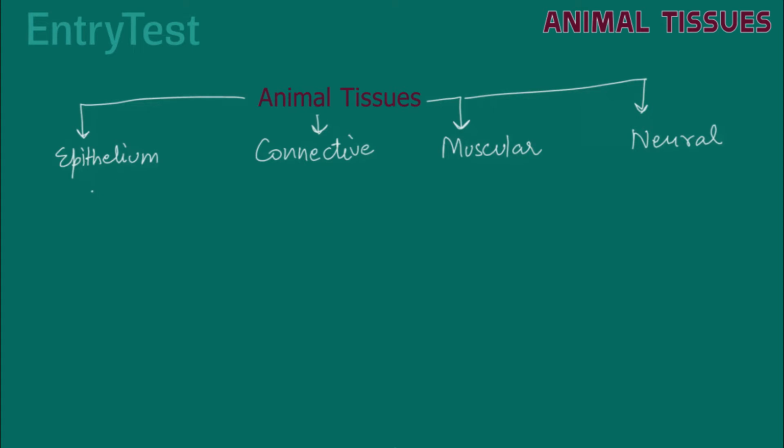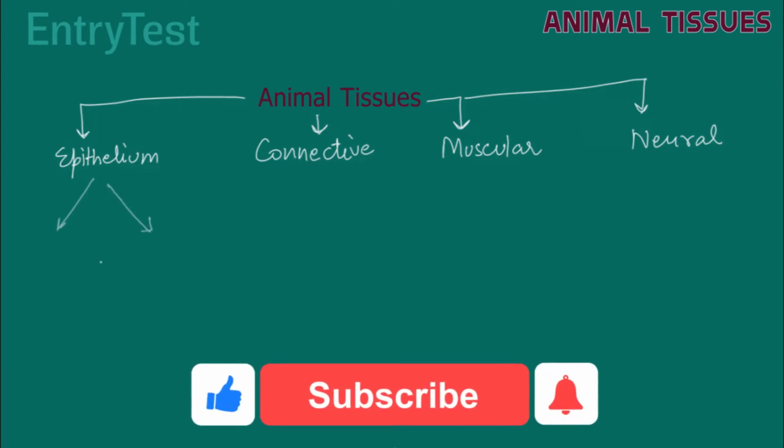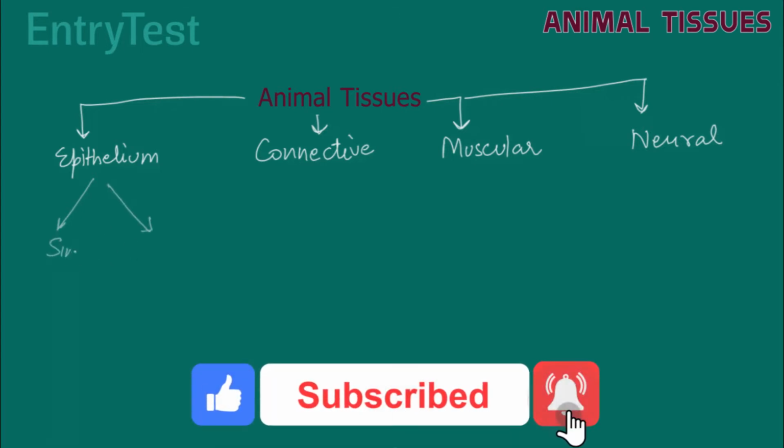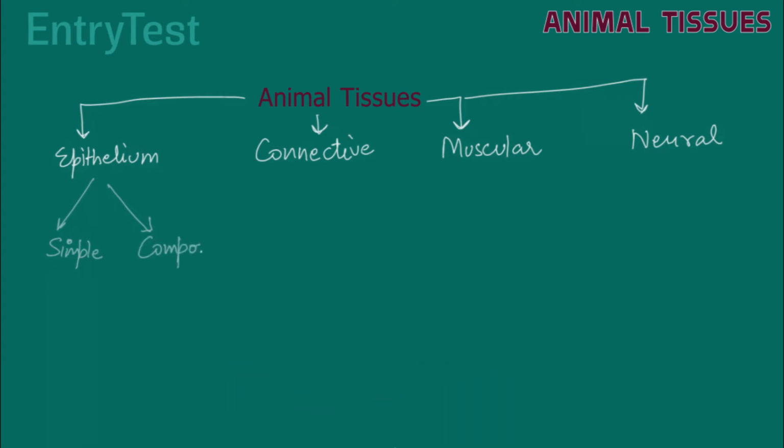So coming to the epithelium, epithelium is divided into two main types of further subtissues. One is known as simple epithelium. The other one is known as compound epithelium. Now within simple epithelium, there are three main types of simple epithelial tissue. You have squamous, then you have cuboidal, and finally columnar. So based on how these three are arranged, you can either get a simple tissue or a compound tissue.